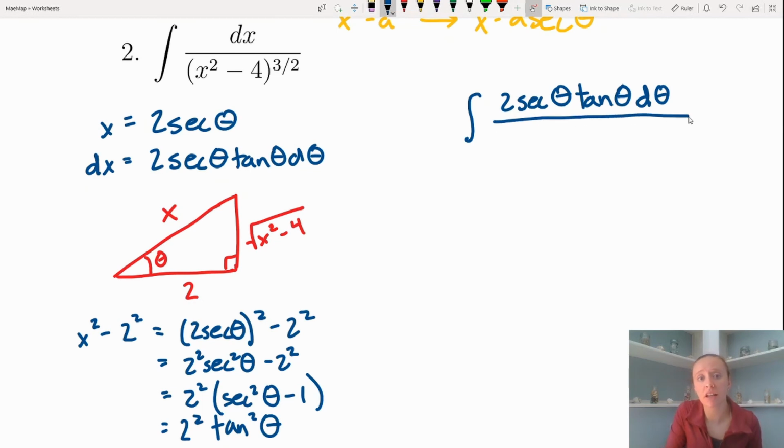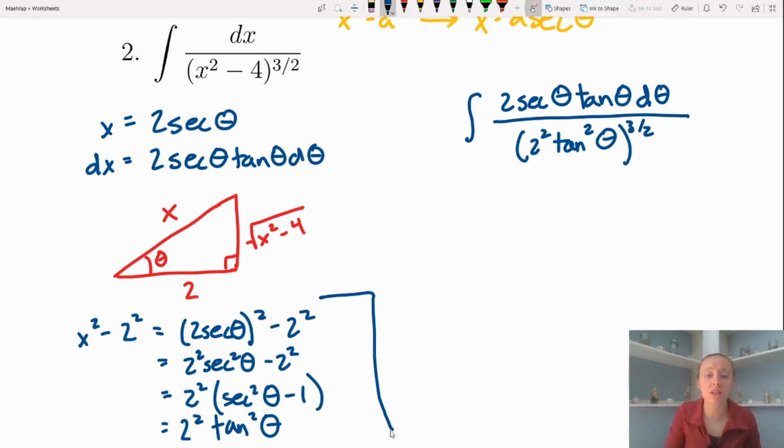And in our denominator, when I go to plug x in, I only have x within that x squared minus a squared, so I'm going to be plugging in 2 squared tangent squared theta. So this is going to be 2 squared tangent squared theta. That is my x squared minus 4, all raised to the 3/2.